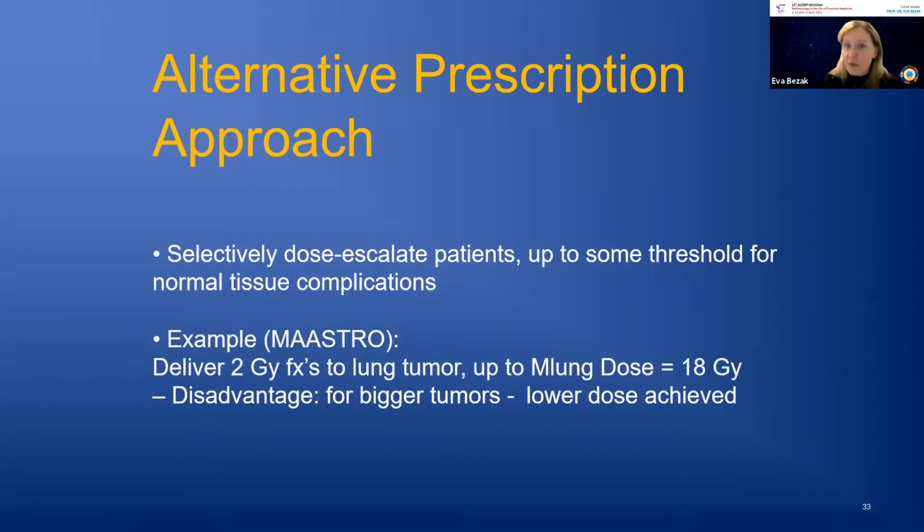This is also allowing me potentially to have an alternative prescription approach. I do not have to necessarily prescribe the dose to the tumor, but I can selectively dose escalate patients to any tumor dose up to some threshold for normal tissue complications. So I can give as much dose to the tumor for as long as I am not exceeding the threshold doses for normal tissue complications. The disadvantage of this could be that for bigger tumors, you will only receive lower tumor doses.